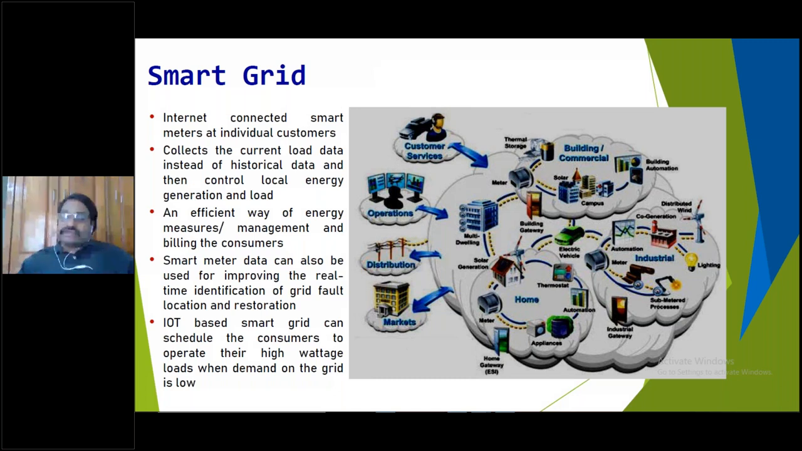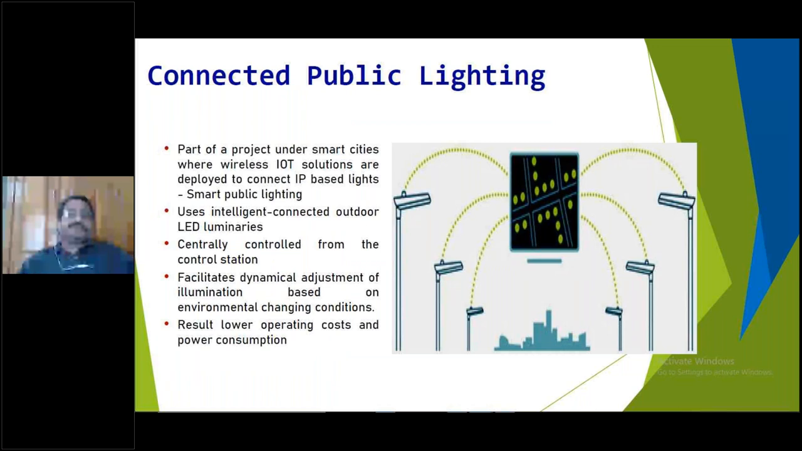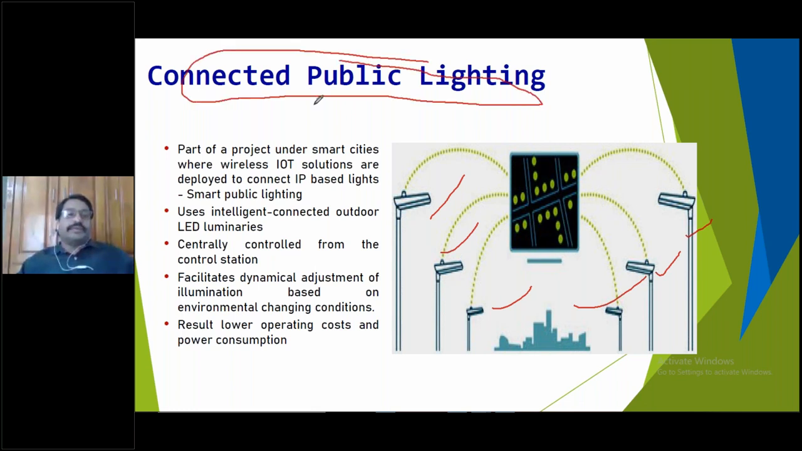Public lighting is the last application, so that we can wind up by taking one or two questions. Here, public lighting means street lighting, on both sides. Smart public lighting is a part of a project under smart cities. Wireless IoT solutions are required to connect IP-based lights. Every street light will have some IP, internet protocol. So IP-based lights are called smart public lighting. Maybe you have seen, a couple of years back, automatic street lighting.